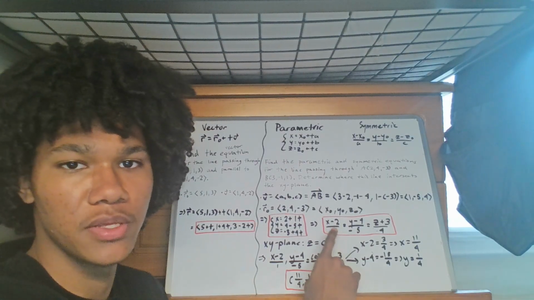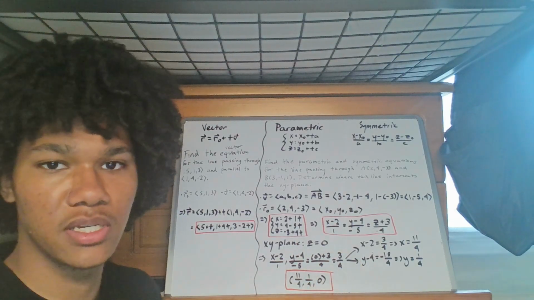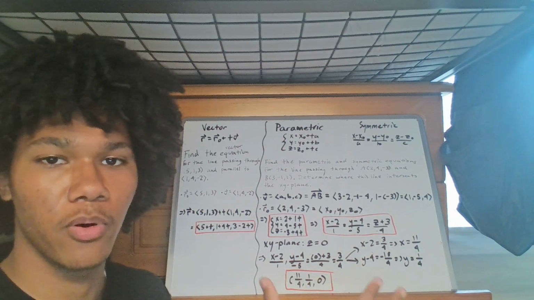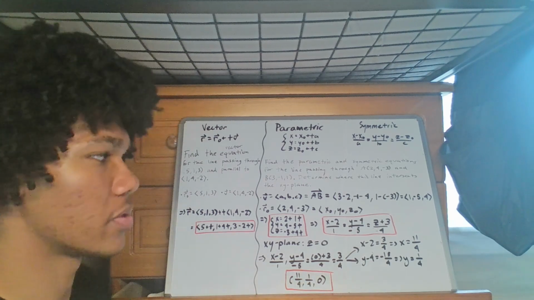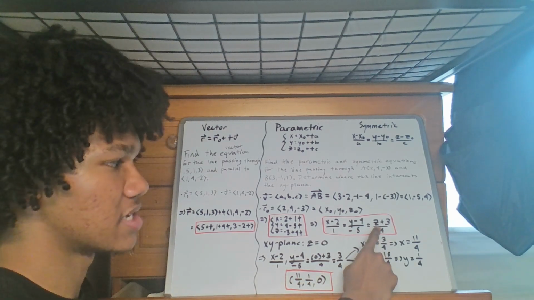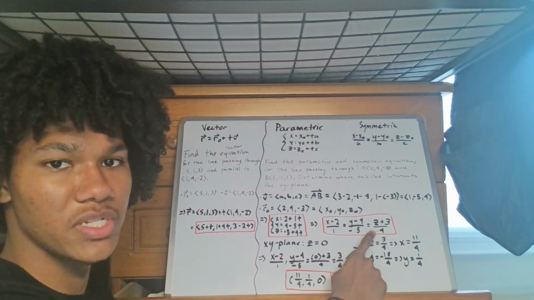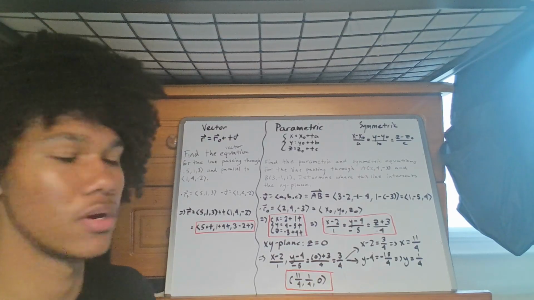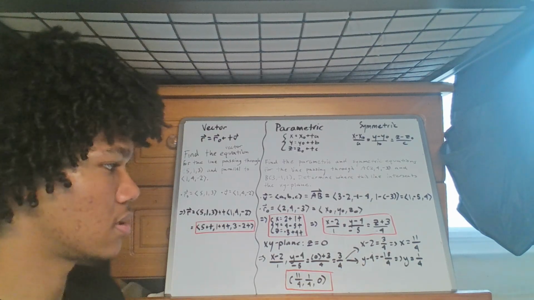And remember, this symmetric equation is saying all triples x, y, and z that satisfy these equations are points that lie on the line. And given that z is equal to 0, what we're going to do is set z equal to 0, and then we're going to solve for x and y. When z equals 0, it's going to be 0 plus 3 over 4, which is just 3 over 4. And we go piece by piece, solving for x and y respectively.